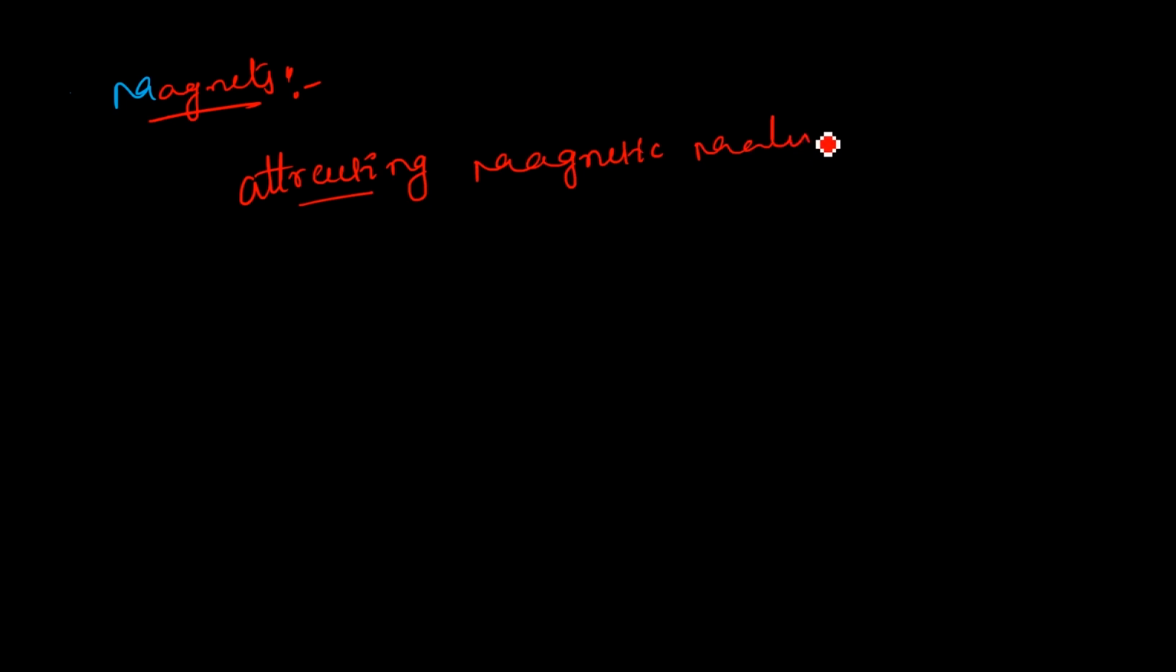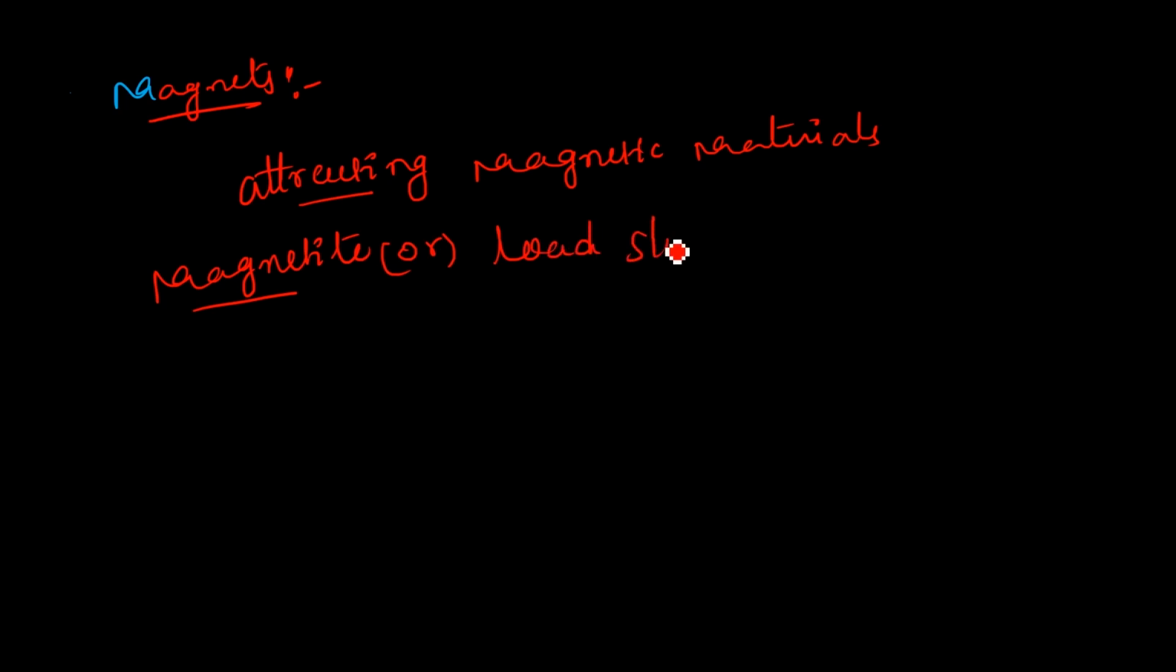Now we can talk about magnets. First of all, we will discuss purely about magnets. So what is a magnet? A magnet is nothing but a substance which possesses the property of attracting magnetic materials. Normally, magnetite is a natural magnet, or lodestone also we can consider. This is the natural magnet, which occurs in the earth's crust. So that is the second point.